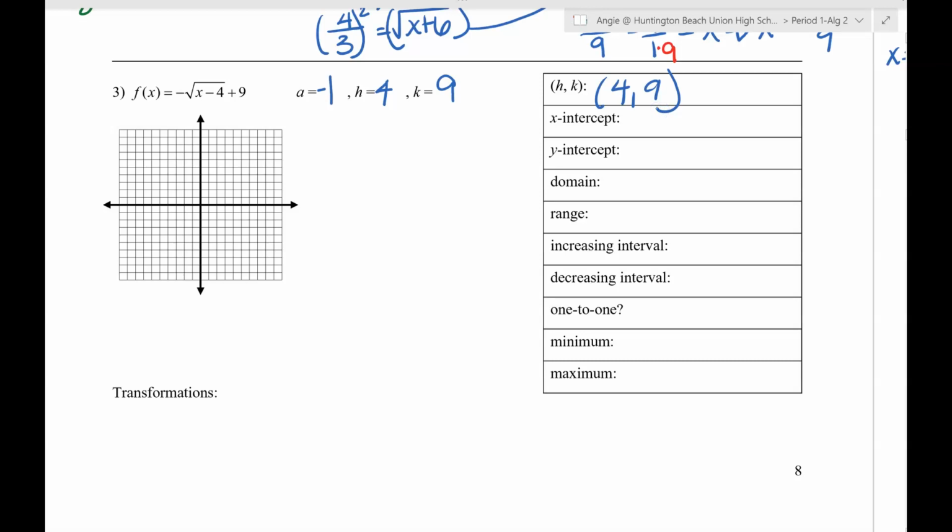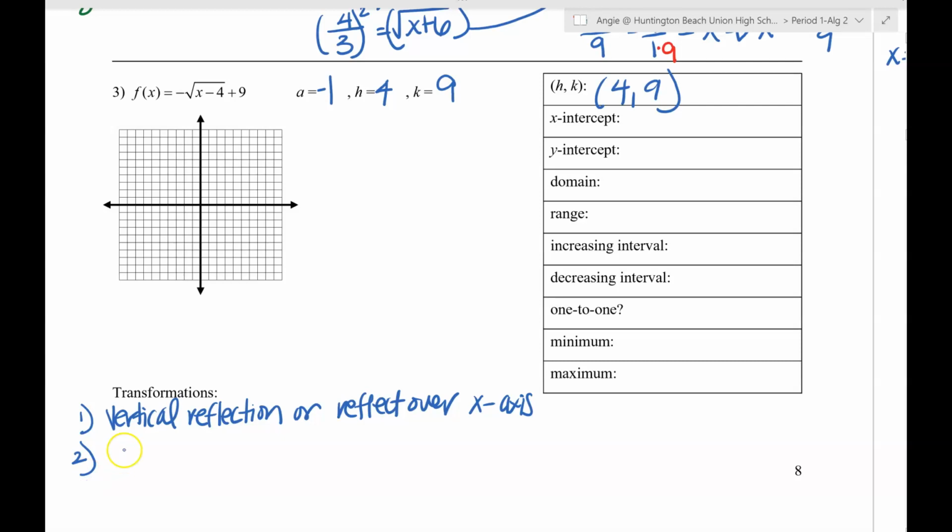What else can you do? Of course, the transformations, right? You got 3 of them. The negative, it's a vertical reflection. Or you can say reflect over the x-axis. Number 2, h is a positive 4, so that's going to be right 4 units. K is positive 9, so up 9 units.